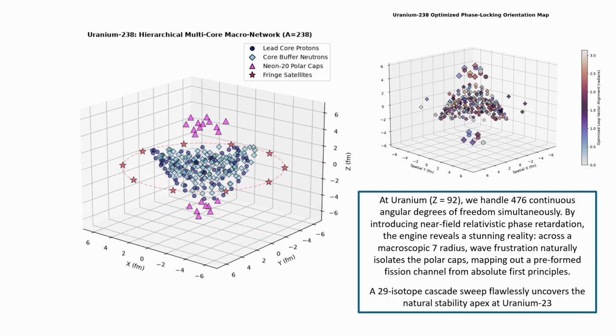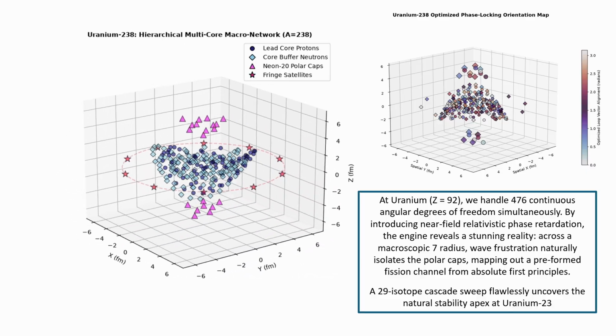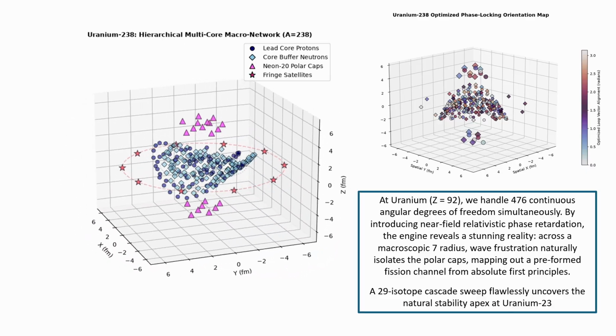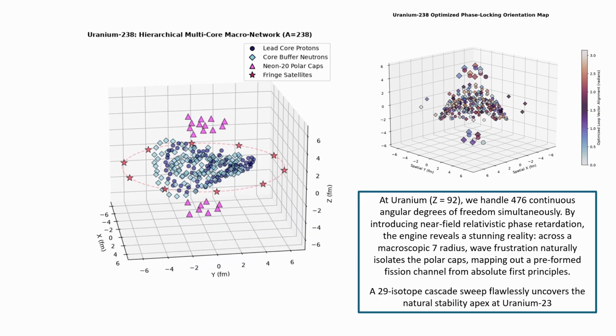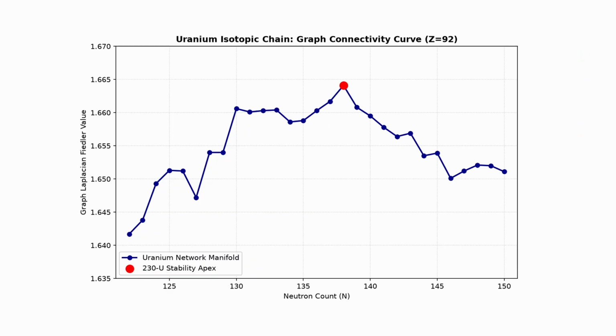29 isotope cascade. We have 29 isotopes from uranium, as you know, it's a lot more. And we swept through that too. A very interesting graph connectivity curve with a stability apex at uranium 230. And I explained the bumps and ups and downs in that curve in my paper on uranium, using this new engine, as I call it, nuclear engine, for calculating all this nice stuff.